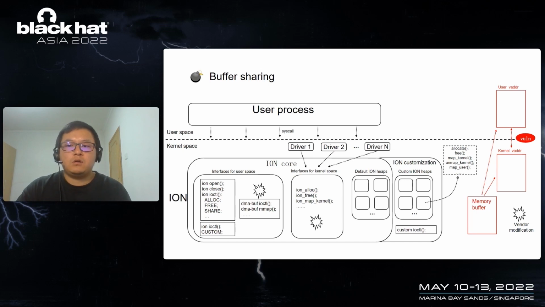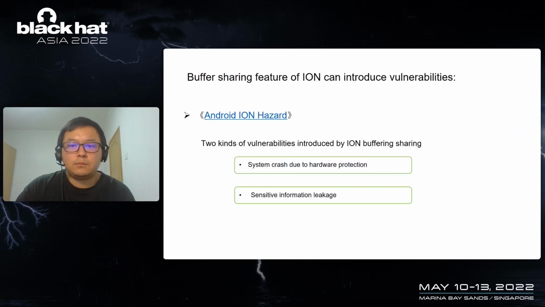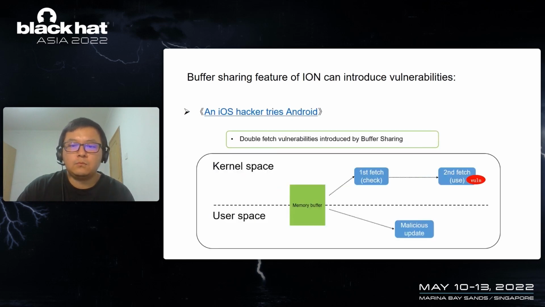Let's see the last characteristic of ION, which is the buffer sharing feature of ION. Actually, the buffer sharing feature of ION is a really attractive characteristic that has been researched by several security teams. For example, there is a paper, Android ION Hazard, and two kinds of vulnerabilities introduced by ION buffer sharing are revealed in this paper. And also in another blog written by a researcher from Google Project Zero, the double fetch vulnerability introduced by buffer sharing of ION is revealed.